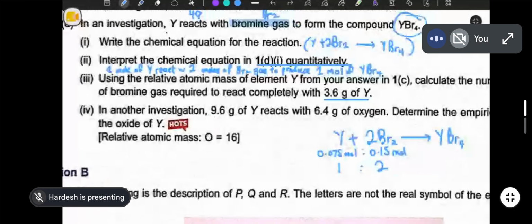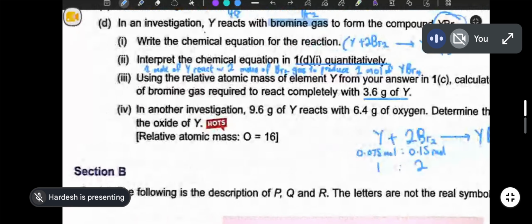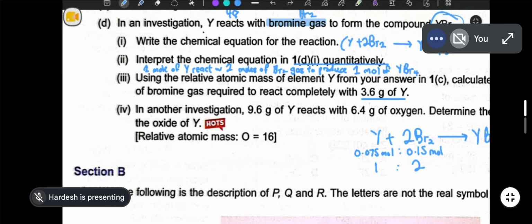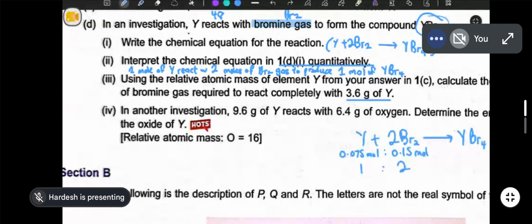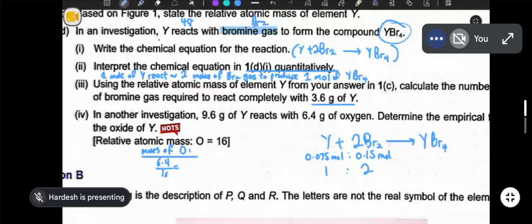Lastly, 9.6 grams of Y reacts with 6.4 grams of oxygen. Determine the empirical formula. So how are we going to do that? What is the mole of oxygen first? 6.4 divided by 16 first. You will get 0.4 mole.